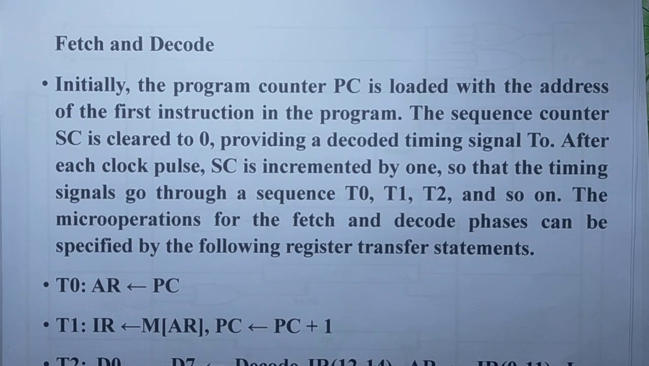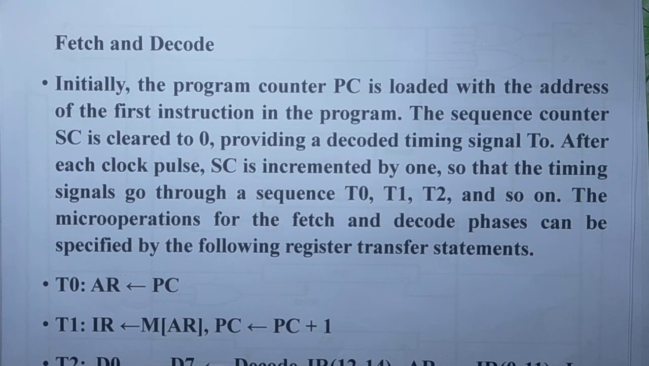First phase, we will see fetch and decode. What happens initially: the program counter, PC, because each instruction is identified by the program counter. Initially the PC is loaded with the address of the first instruction. Whenever the first instruction is there, it finds its address and assigns it to the PC.